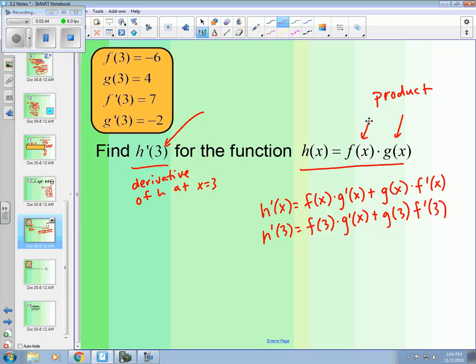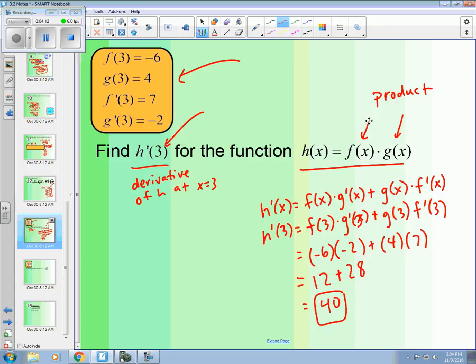So if we go up to the numbers we know up here, now it's just substituting in and finding that. f of 3 looks like it's negative 6. Derivative of g at 3 is negative 2. g at 3 is 4. Derivative of f at 3 is 7. Now just doing a little arithmetic here, we can solve and find the answer. Looks like 40 is the solution to this problem.